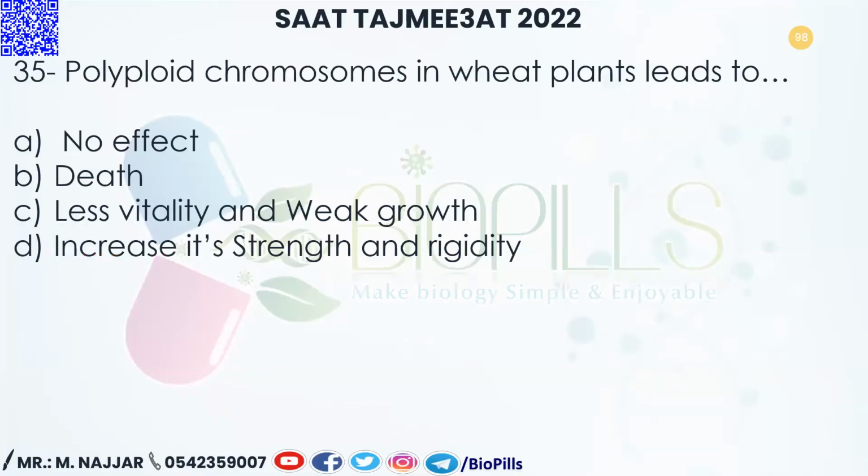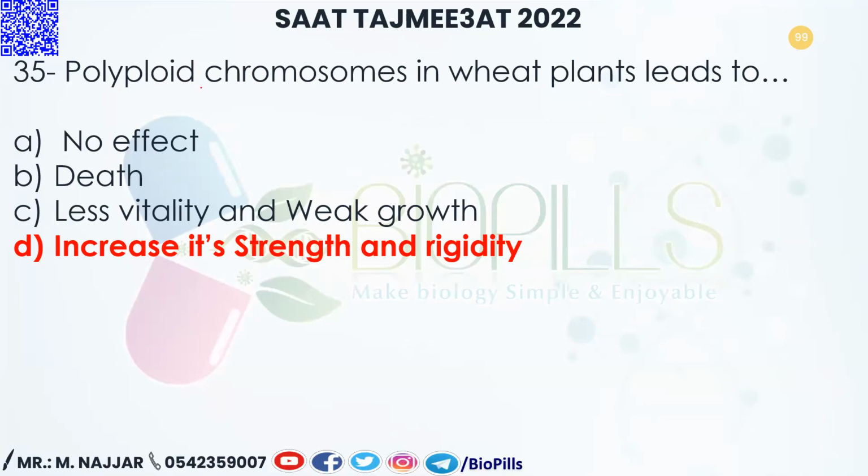Question number 35. Polyploid chromosomes in wheat plants lead to: A, no effect; B, death; C, less vitality and weak growth; D, increase its strength and rigidity. Think about it. This is, by the way, not a new question, and the answer is D, which is increase its strength and rigidity.